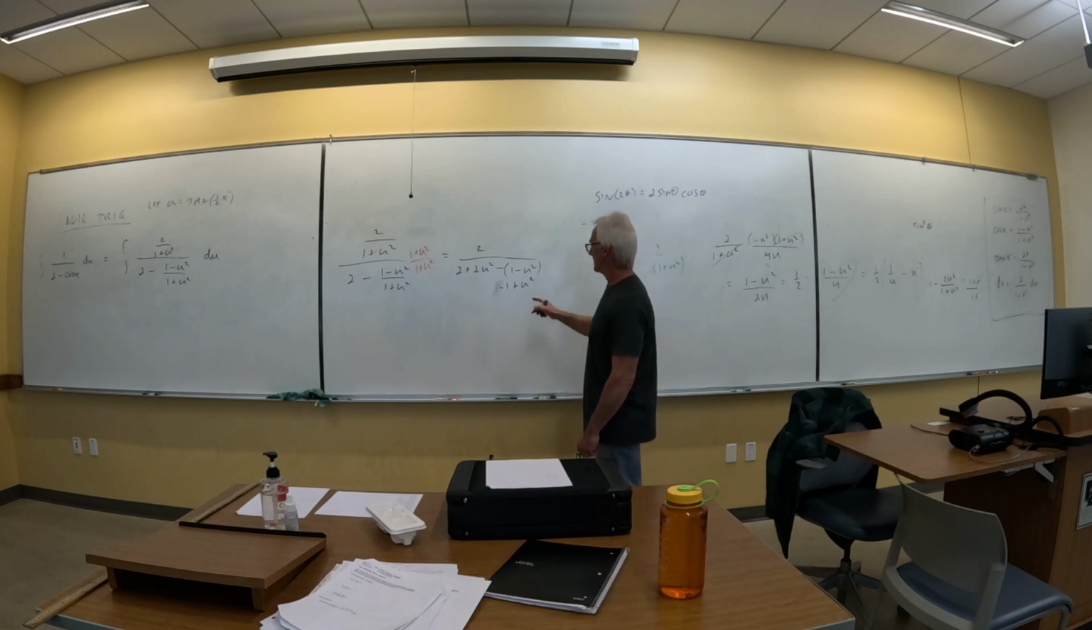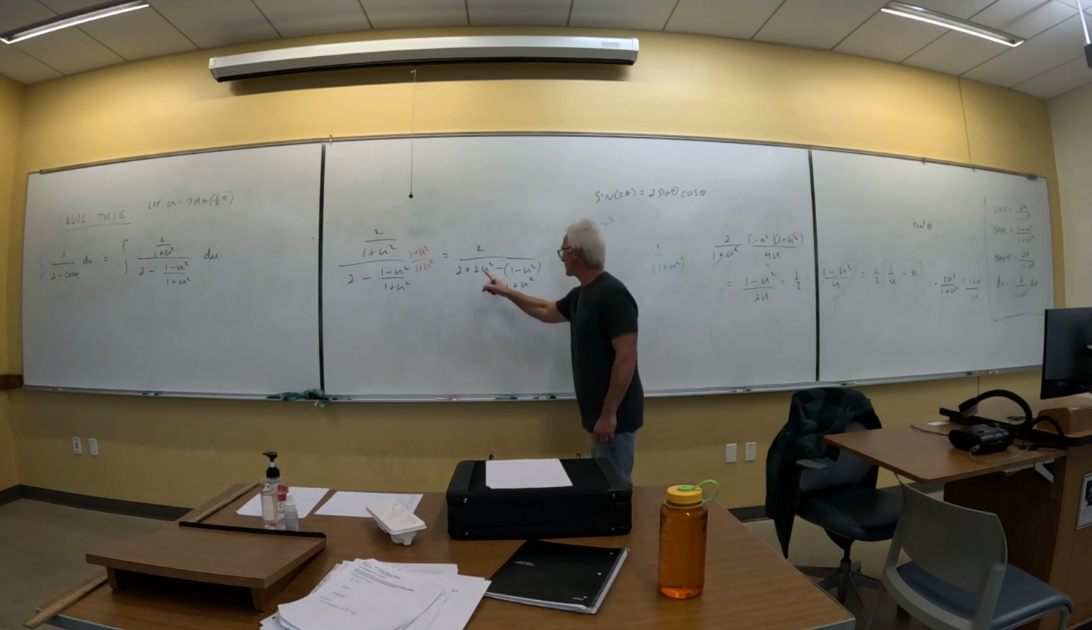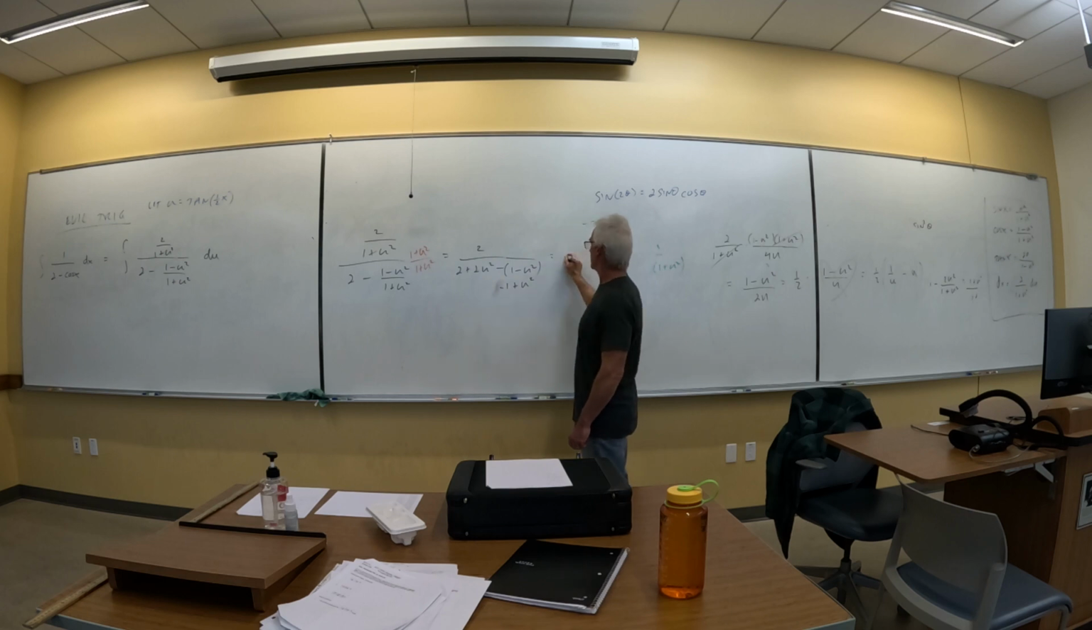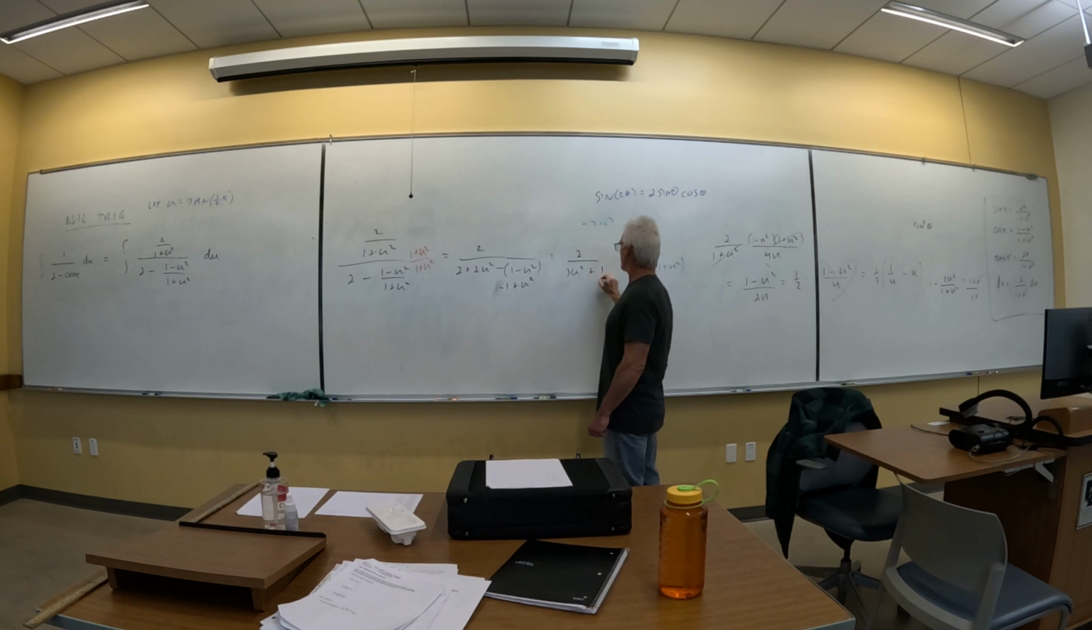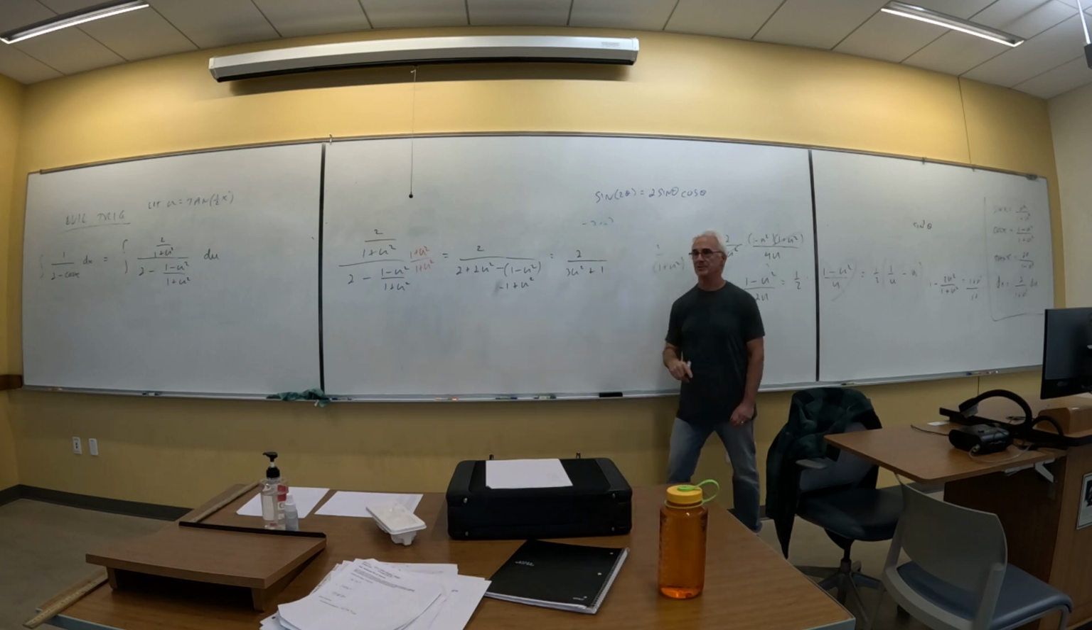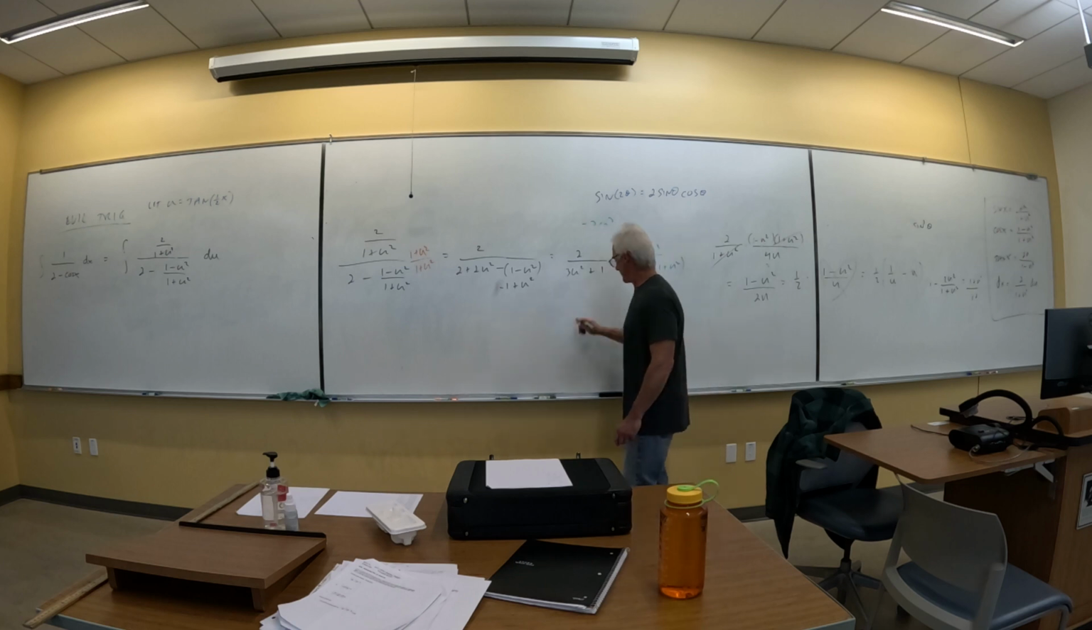Okay, so now what do I got? 2 plus 2u squared minus 1 plus u squared. That's 2 over 3u squared plus 1? Or 1 plus 3u squared, doesn't really matter which way you write it. You know what, let me write it the other way. Might be more recognizable. Okay.